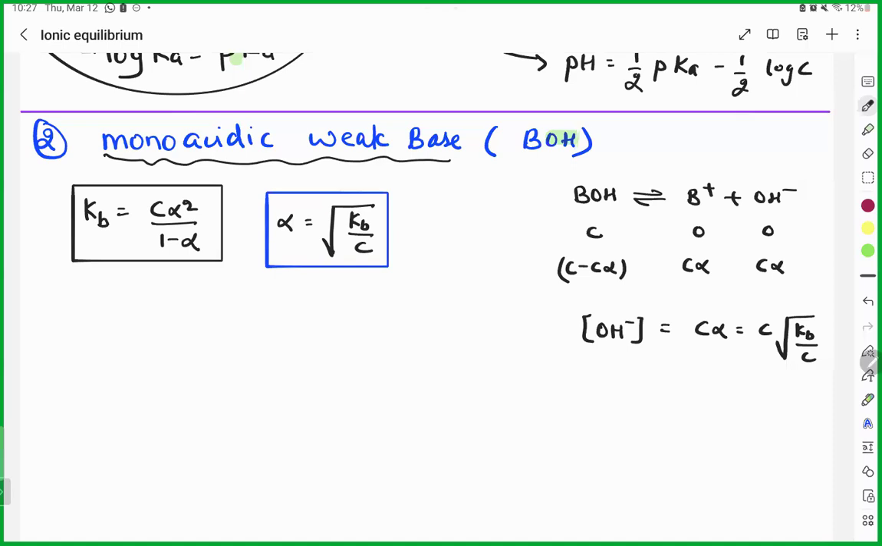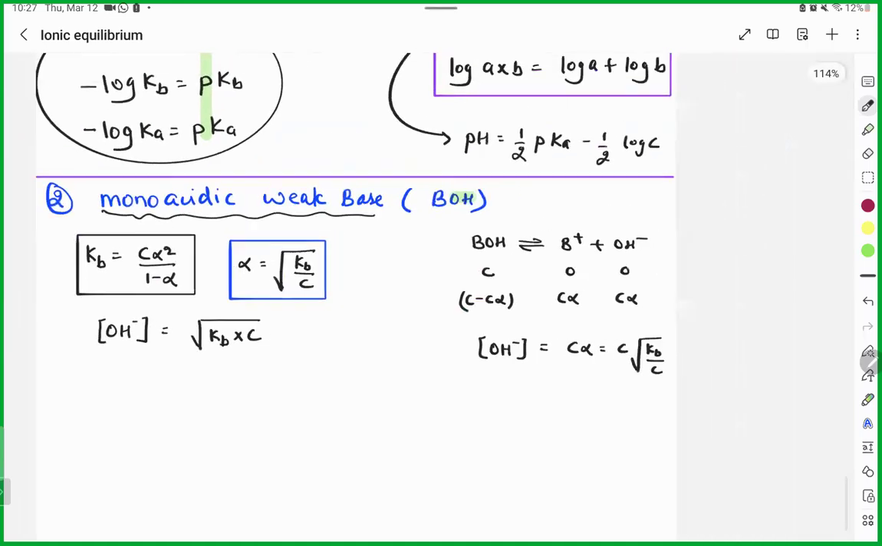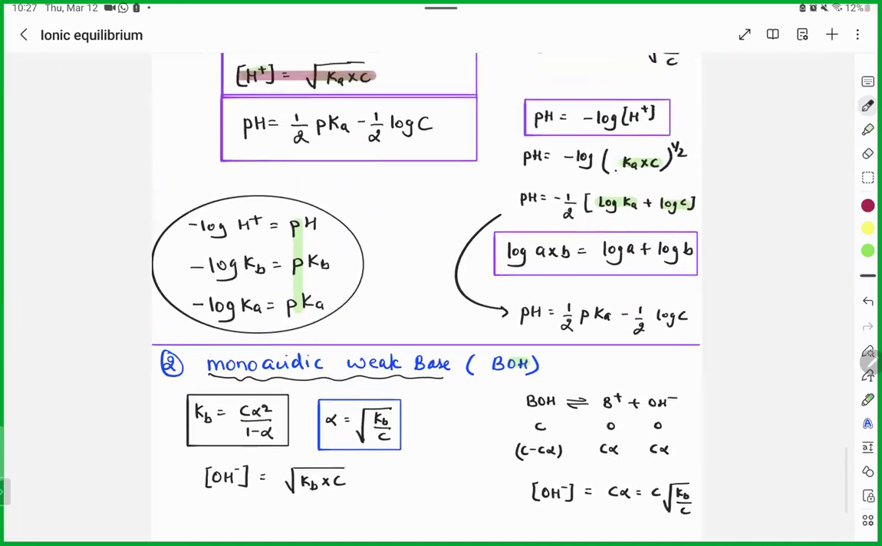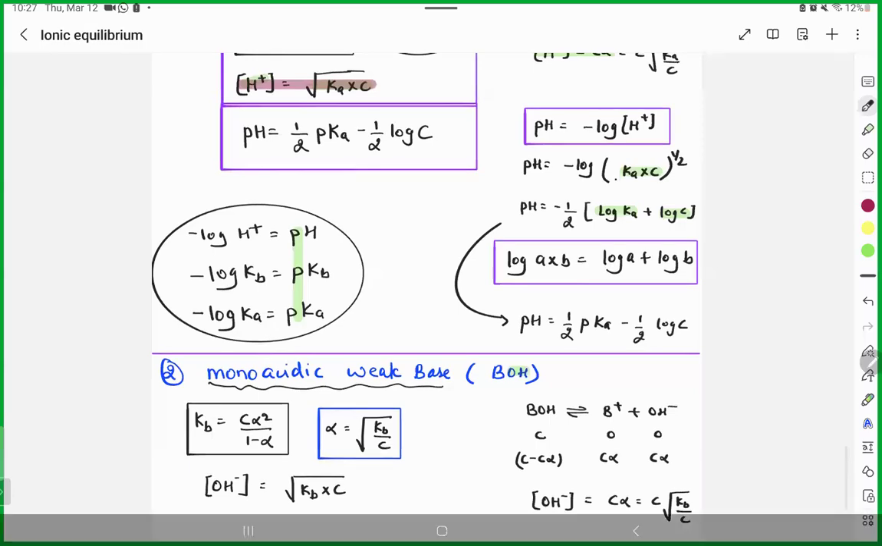So, ultimately, your OH concentration will be equal to under root Kb multiply with C. In acid, it was Ka multiply with C, and here it is Kb multiply with C. And everything is copy paste. See, upper one.